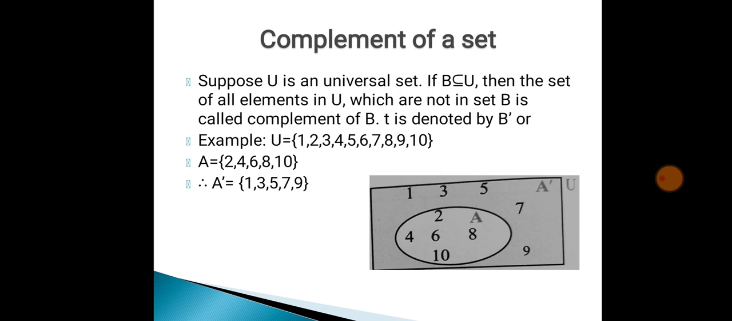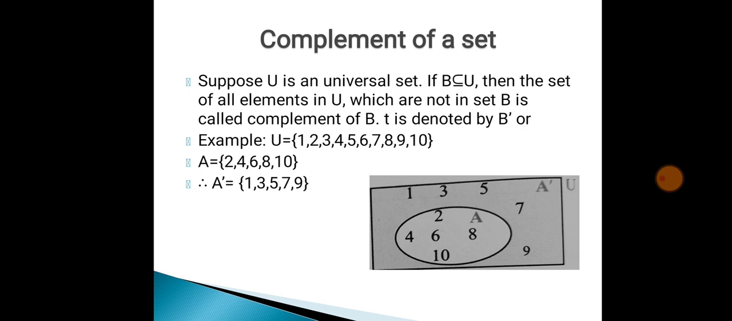Now let's see what the complement of a set is. Suppose U is a universal set and B is a subset of U. What is the meaning of this? That every element of B is also there in U. Then the set of all elements in U which are not there in set B is called the complement of B. It is denoted by B complement, that is B', or B raised to the power C.